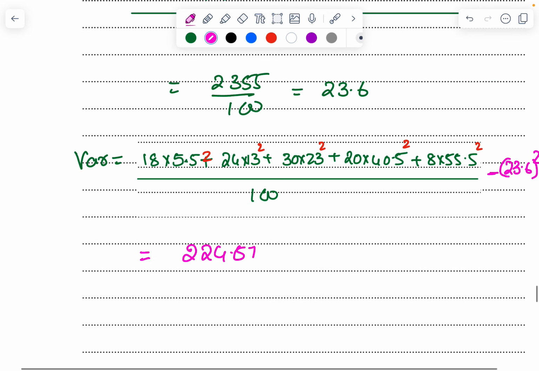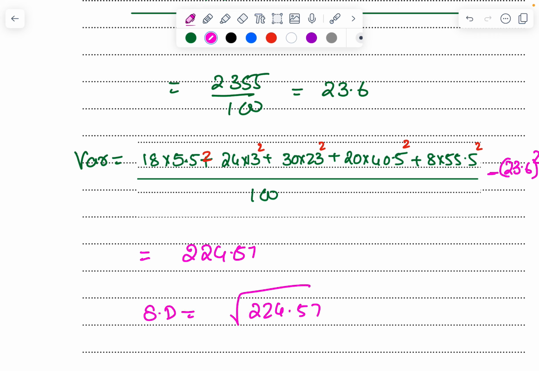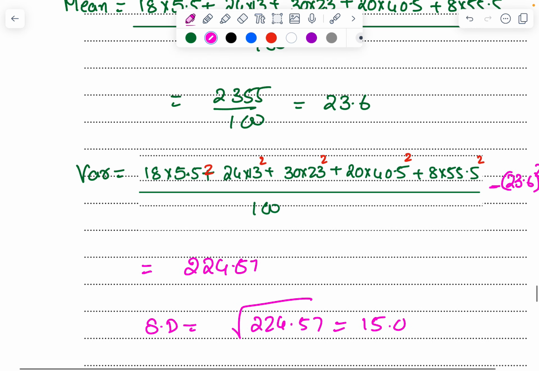Simplify that, you should be getting 224.57. So what will be the standard deviation? Square root of 224.57, which is 15.0. That's going to be the answer. That completes this paper. See you in the next paper. Bye.